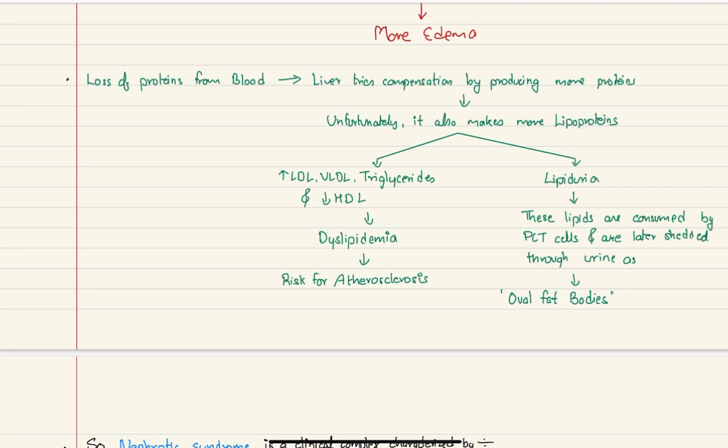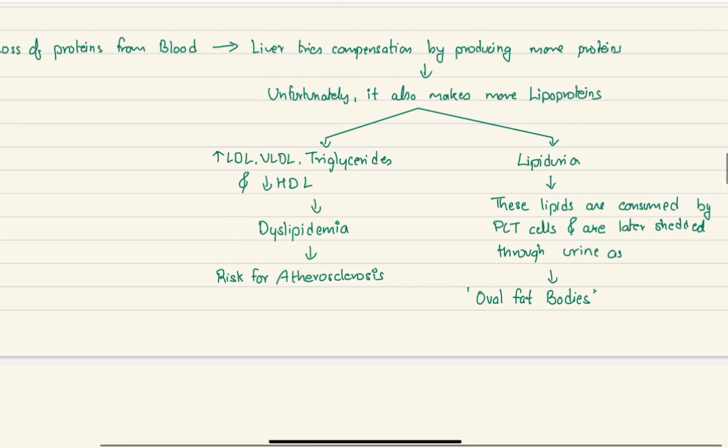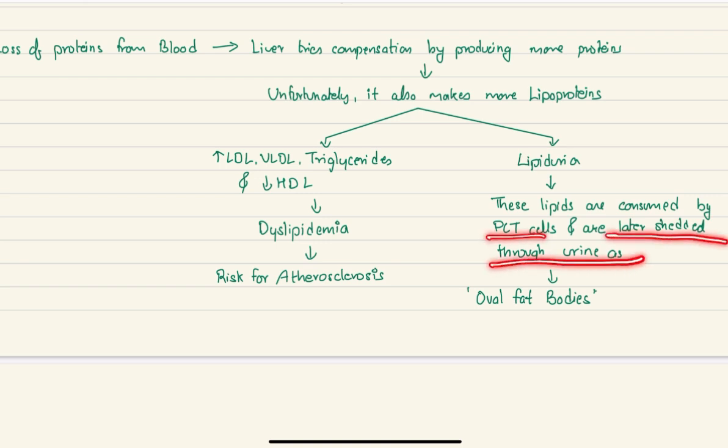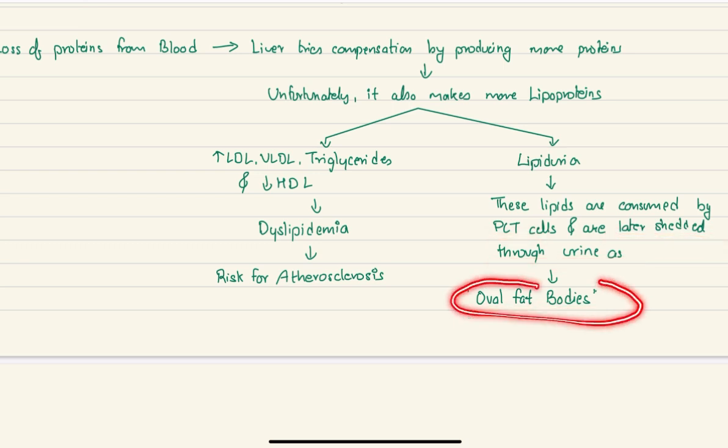And also, the increase in the lipid level will cause lipiduria. So lipid will also start appearing in the urine, and these lipids are consumed by the proximal convoluted tubule cells, and these cells are later shed through the urine as oval fat bodies. So these oval fat bodies will also be seen on urine microscopy.